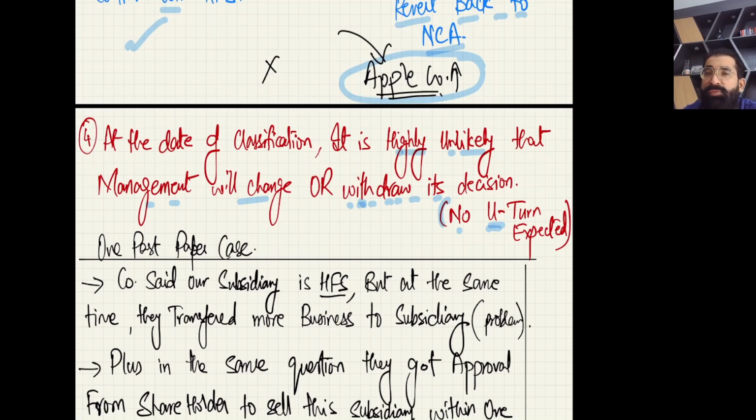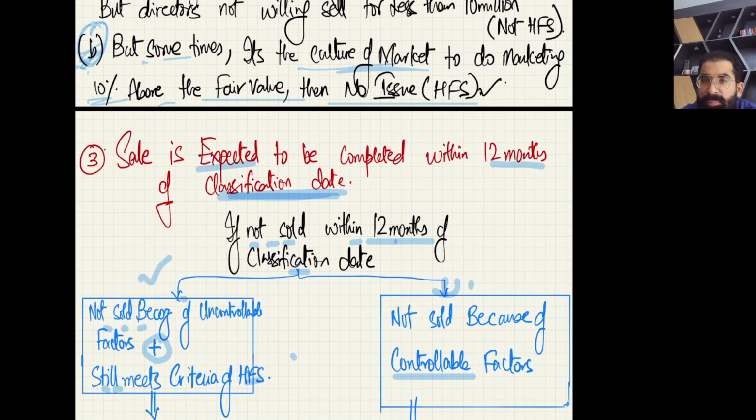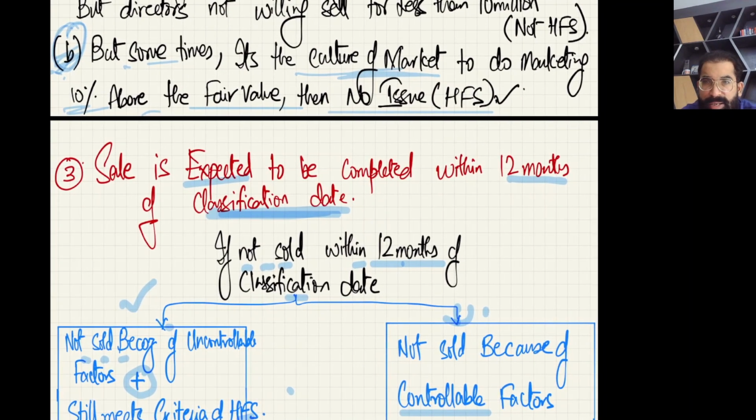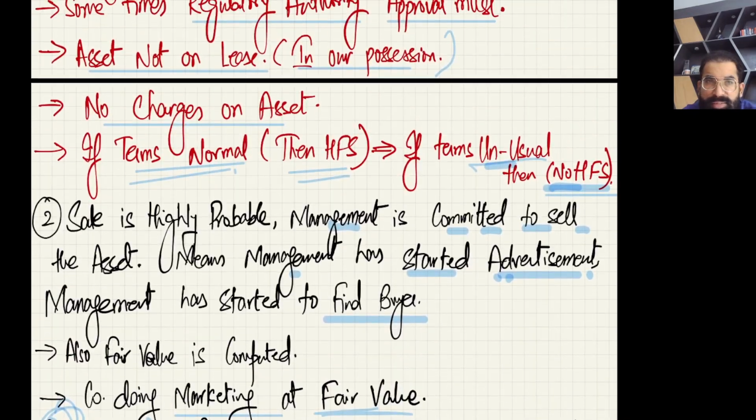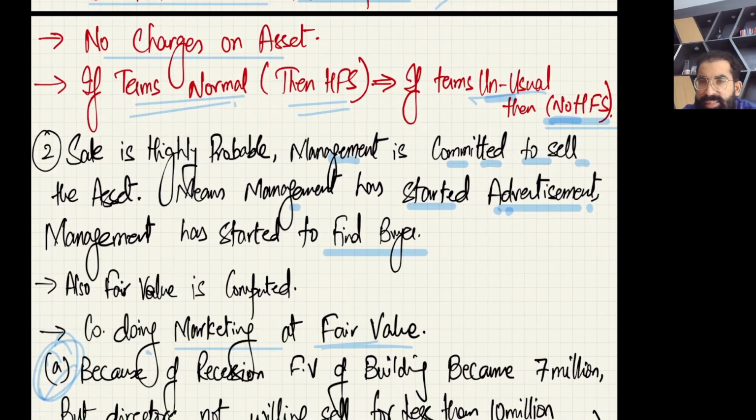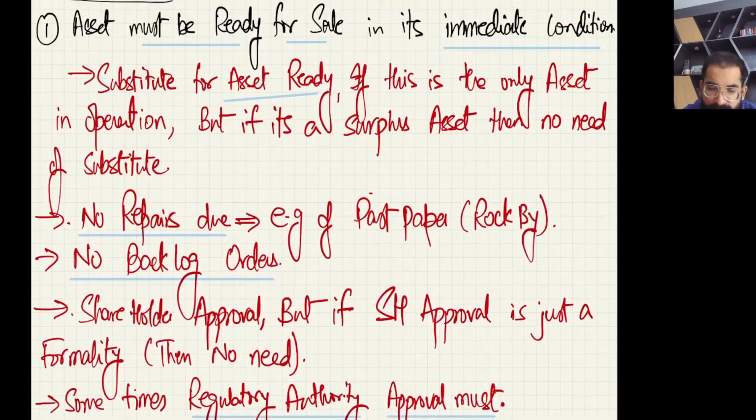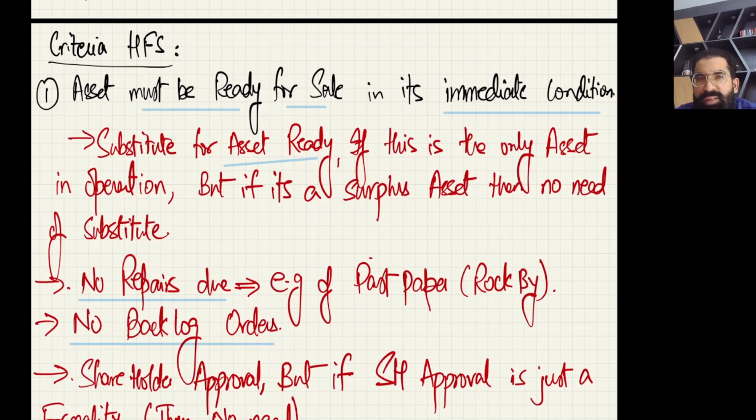Okay, so these were the four major conditions. See, I have them in red marker, there were four conditions. Fourth one you can see. Then this was the third one. See, please be active. Then you have, this is the second one, sale is highly probable. And this is the first one, the asset must be ready for sale in its immediate condition. You don't need to copy it. It's your wish. If you want to copy it, you can pause the screen and copy it as well. But if you don't want to copy it, still you will get the slides.